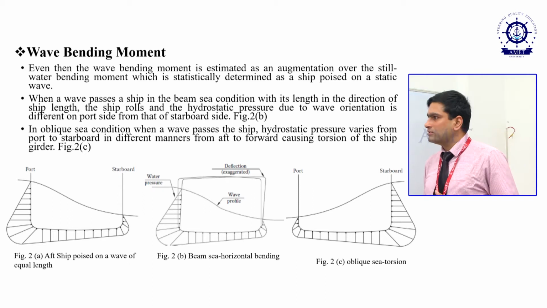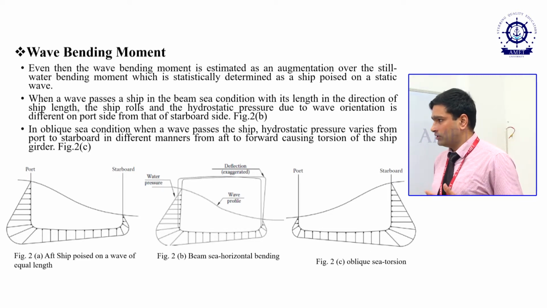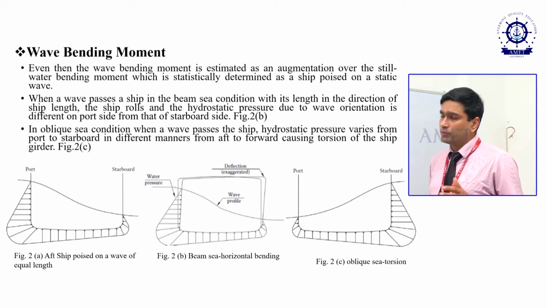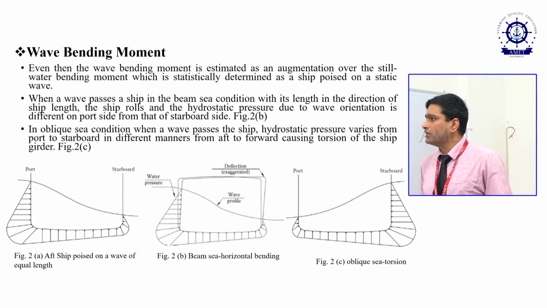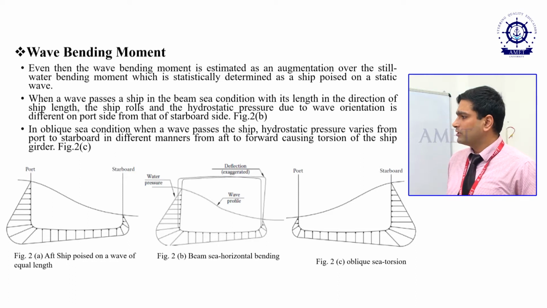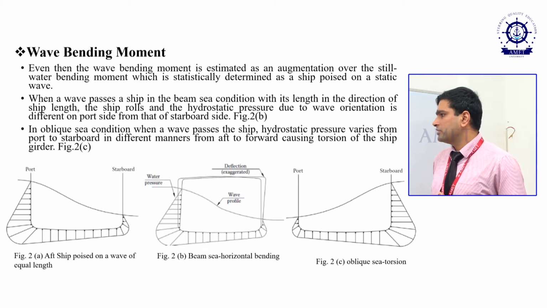When a wave passes a ship in a beam sea condition, with its length in the direction of the ship's length, the ship rolls in the hydrostatic pressure. Because of the rolling, the wave orientation is different on the port side and the starboard side. As you can see in this particular beam sea condition, where the horizontal wave is experienced, horizontal bending is experienced by the ship, and the water pressure is not evenly distributed. It is because of the motion of the wave.